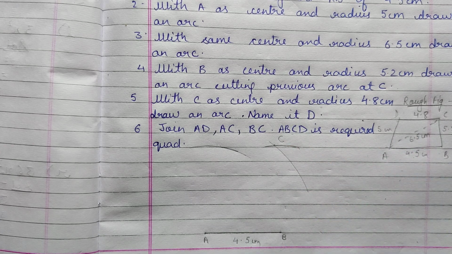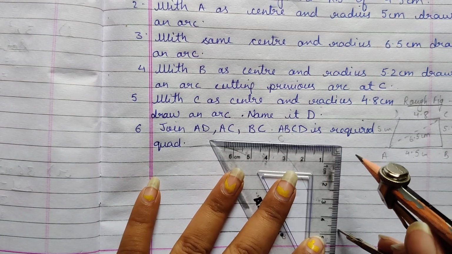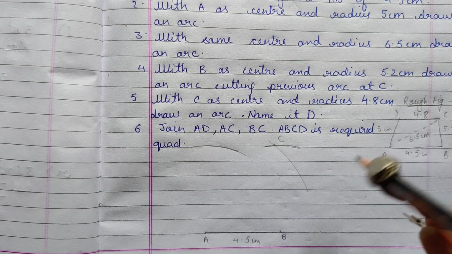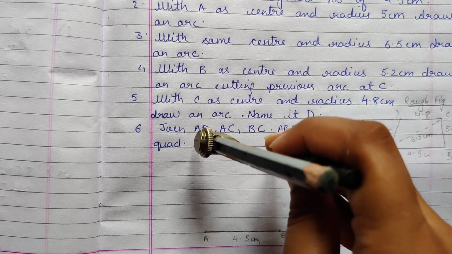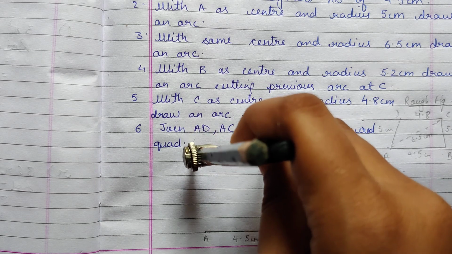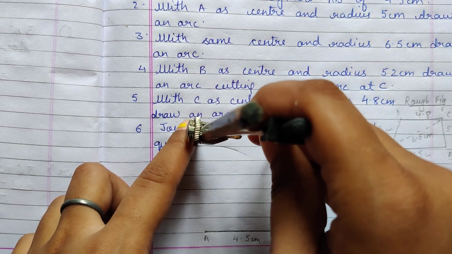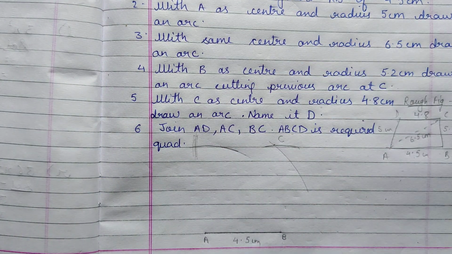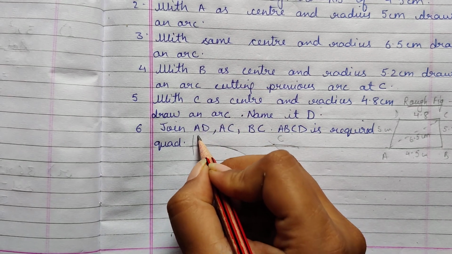This is point C. Now the distance from C to D is how much? 4.8 centimeter. So take the radius of 4.8 centimeter and take C as the center, this point of intersection is C, and draw an arc. Name this point of intersection as D.